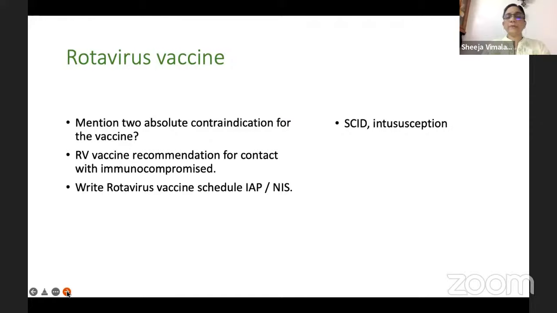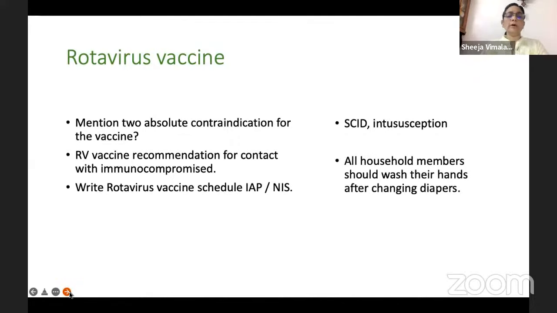So when it comes to absolute contraindication, any vaccine you can write whenever that question comes, that anaphylaxis to a previous dose of the vaccine. That is very common for all vaccines. Apart from that, SCID and intussusception is a contraindication. So even abdominal surgeries, abdominal malformations are also taken, but main 2 contraindications is previous history of intussusception and SCID.